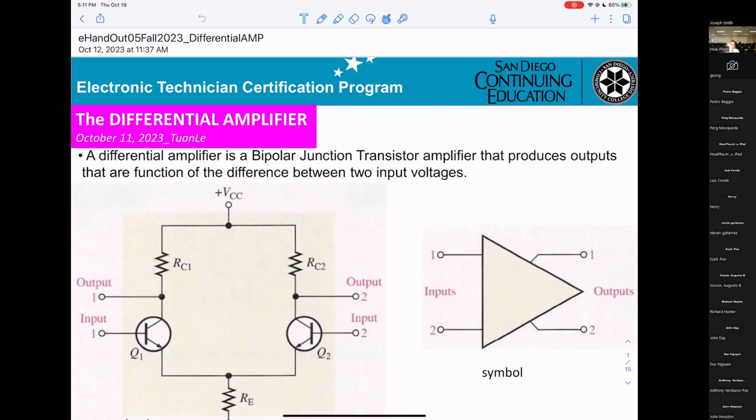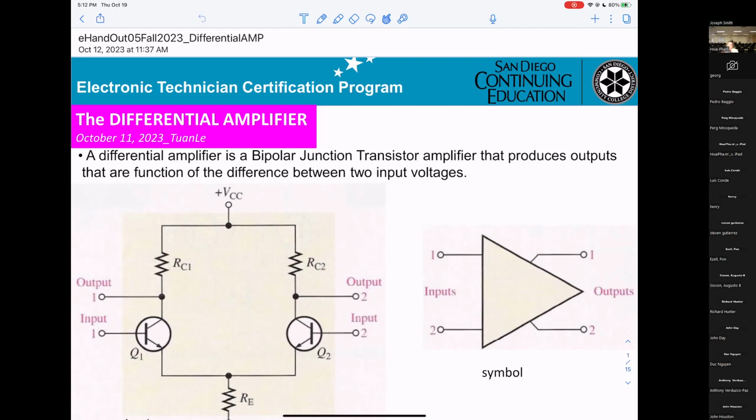Okay, so when you're looking into the circuitry, you have to recognize, is it a common emitter, common collector, or common base? That's the first thing. The second thing, the relation between the input and the output.